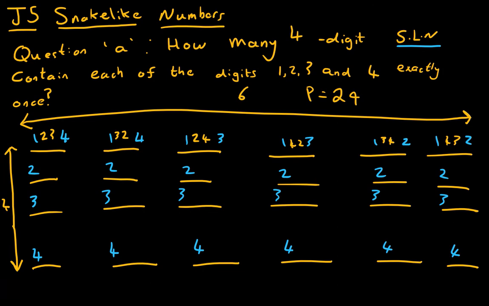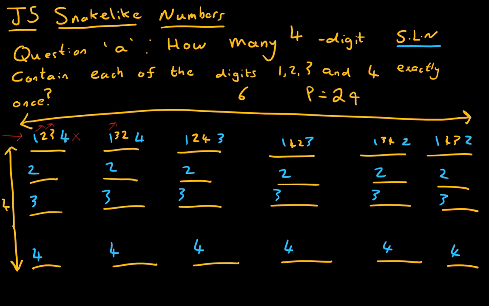Now, you'll need to do this for the rest of the group, and then by inspection, you will need to decide which are snake-like numbers. So I'm just going to look at the first row and decide which of these are snake-like numbers. Okay, so we're going up, and we're going up, so that is not a snake-like number.